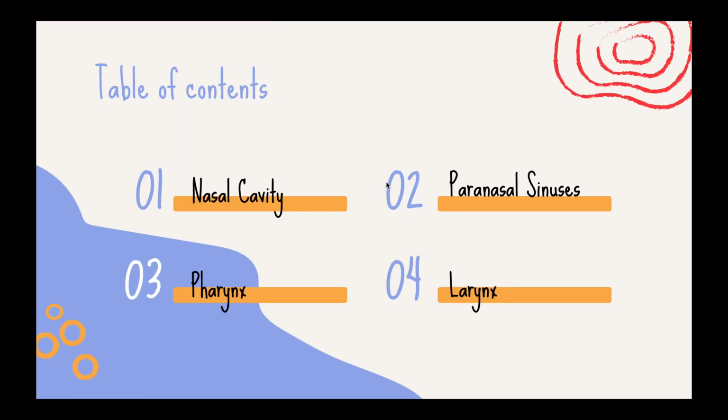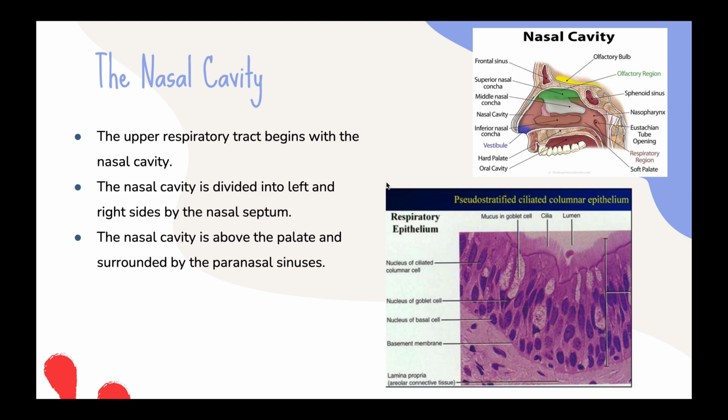This is the table of contents. First, there are the nasal cavity, and then the paranasal sinuses, pharynx, and larynx. So the first one is the nasal cavity. The upper respiratory tract begins with the nasal cavity. The nasal cavity is divided into left and right sides by the nasal septum. The nasal cavity is above the palate and surrounded by the paranasal sinuses.